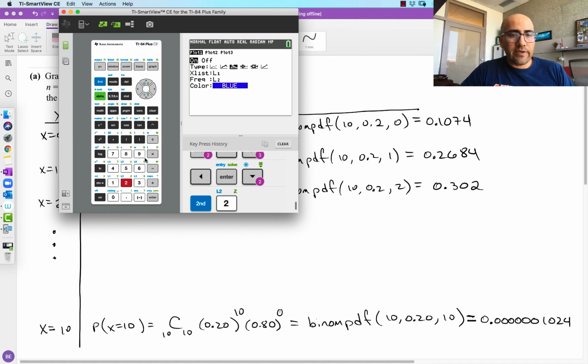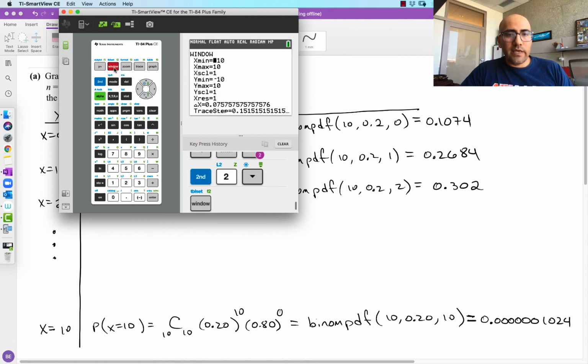Okay, so now that we have that, if you have the newer ones, then you can choose colors and stuff, but the older models don't have a color, and that's okay. Next, we're going to go over to where it says window, and we're going to choose a nice window for our graph. We ranged from 0 through 10, so let's go from -1 through 11.